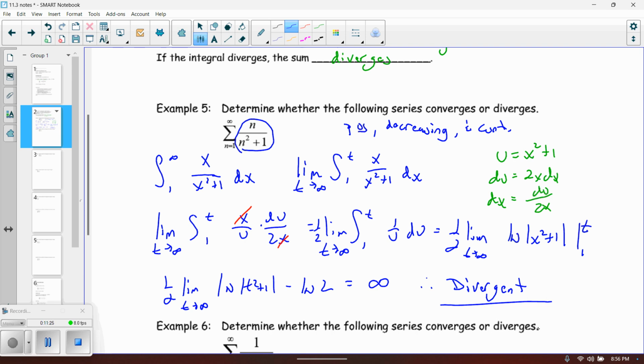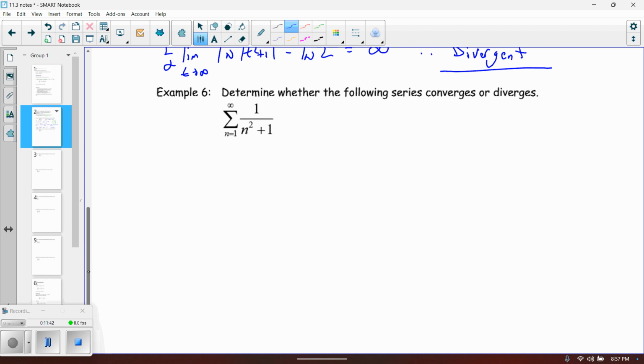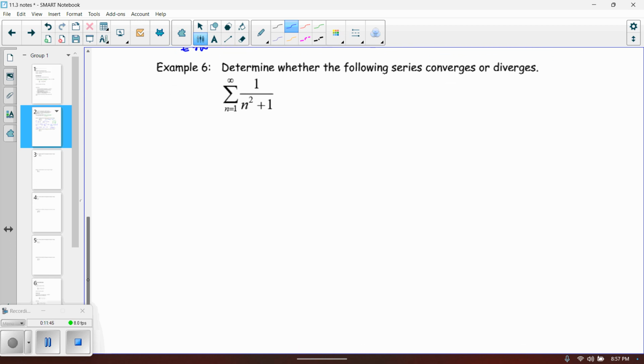Hopefully that didn't confuse anybody too much with the process there. Again, the basic idea is you're finding the integral. If the integral converges, the sum converges. If the integral diverges, the sum diverges. This is honestly probably one of the last tests that I would go to unless I had to use it, because it's just kind of a cumbersome and long test to do.